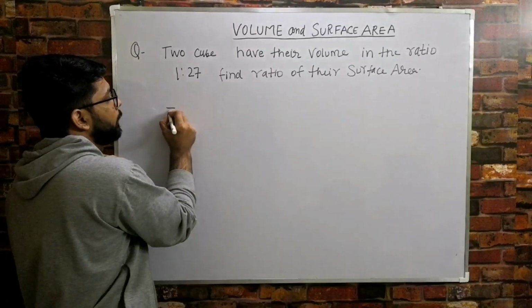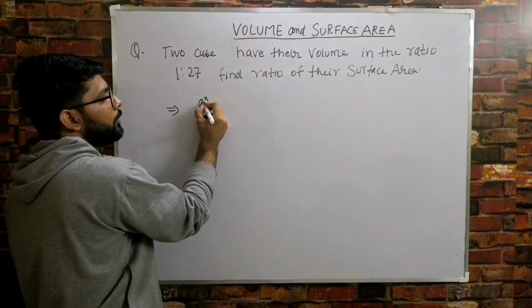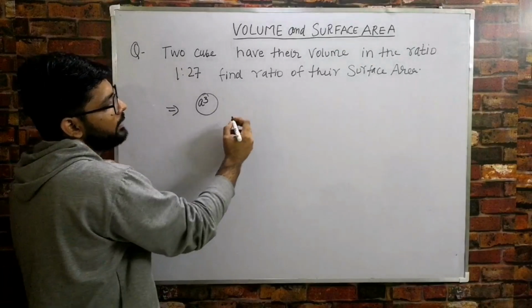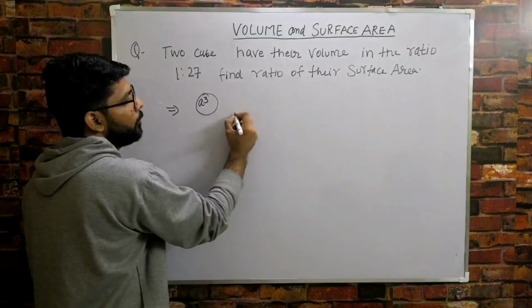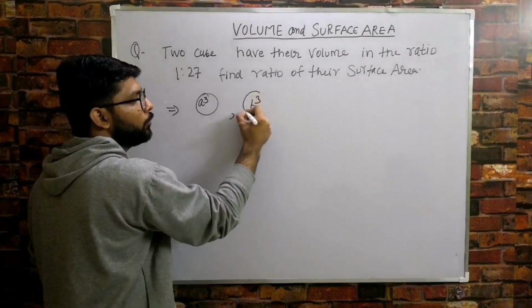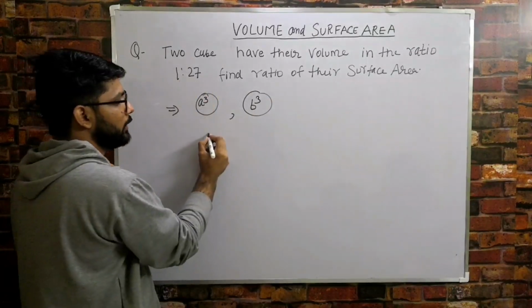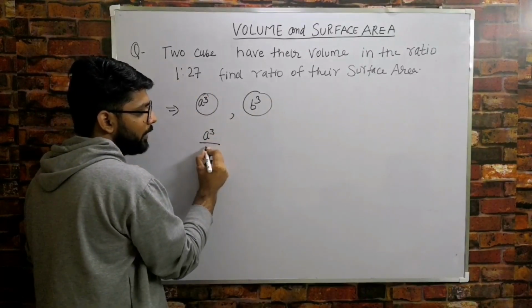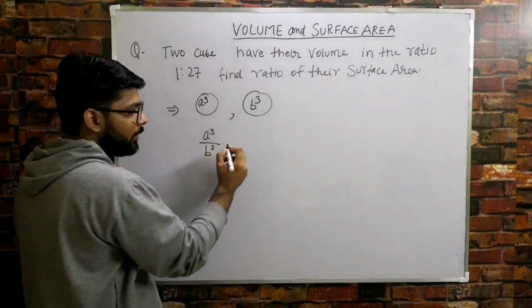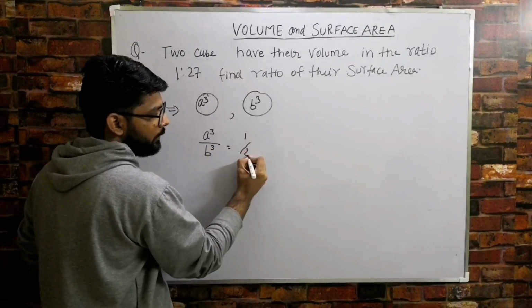We know the volume of the cube is equal to a cube. Hume pata hai. If we consider one cube is a cube and another is b cube, because we have two cubes, the ratio is given to us. So we can write a cube divided by b cube. We have to find out the ratio. We can write it as 1/27.